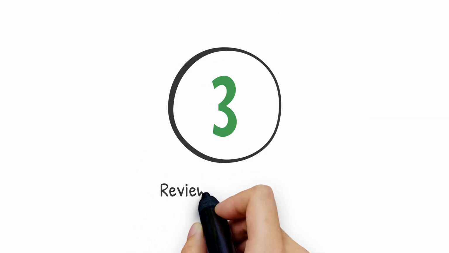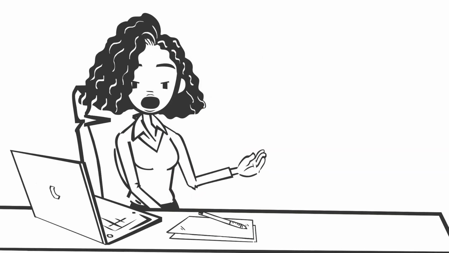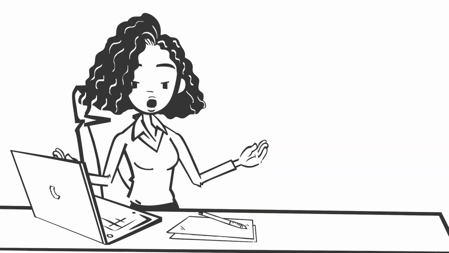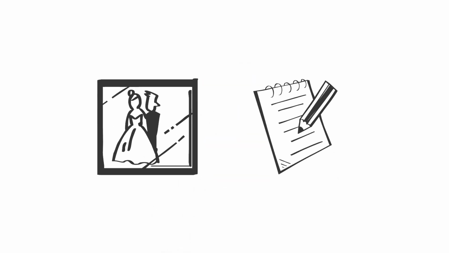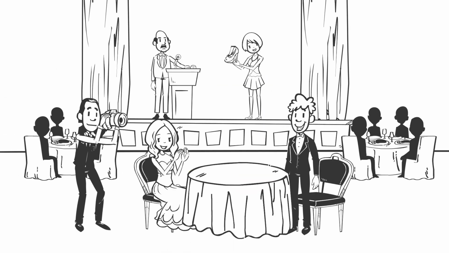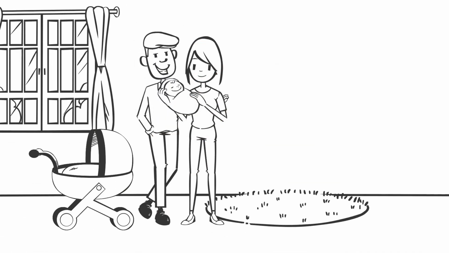Step 3. Review and expand. Review your family tree for accuracy and completeness. Ensure that all family members are correctly placed and that relationships are clearly represented. Expand your tree by adding additional details, such as photos, notes, or significant life events. Continuously update your tree as you discover new information or as your family grows.